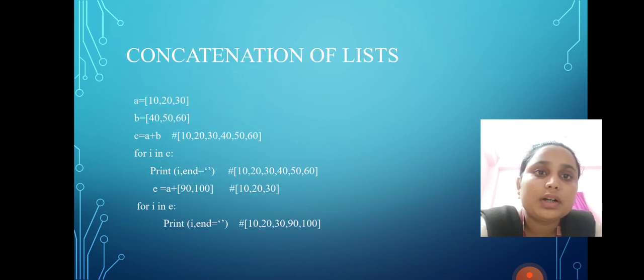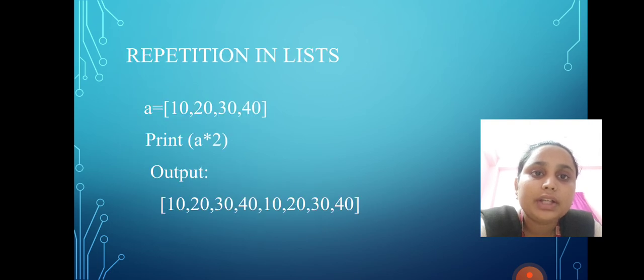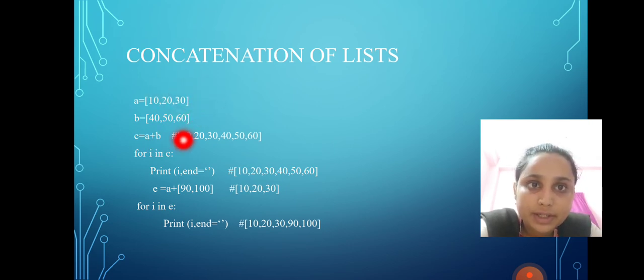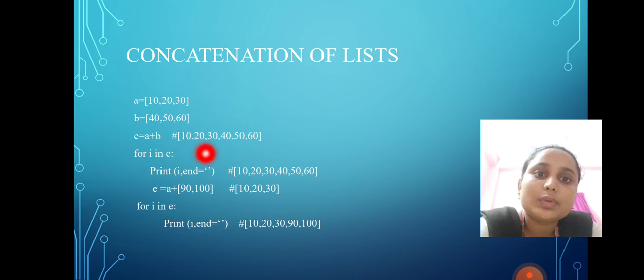Next, go to concatenation of list. I have taken two lists, A comma B. Here I have given 3 elements in the list A and 3 elements in the list B: 10, 20, 30, 40, 50, 60. I have taken another variable C is equal to A plus B. Then C is also a list. So C is equal to A plus B. Here addition, that is concatenation of list, takes place and I'll get the value as 10, 20, 30, 40, 50 and 60.